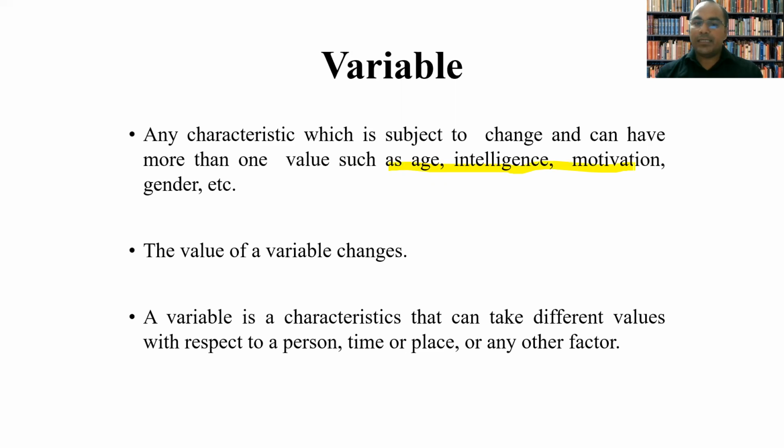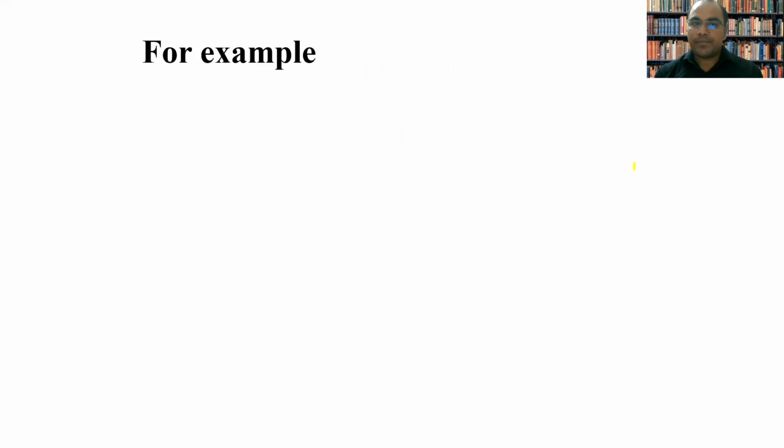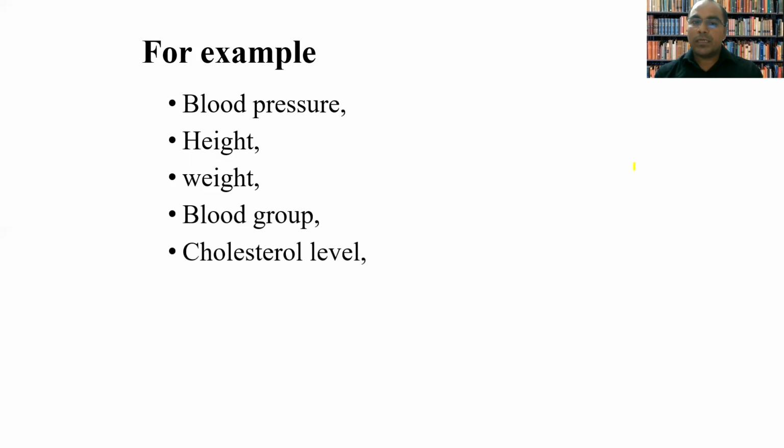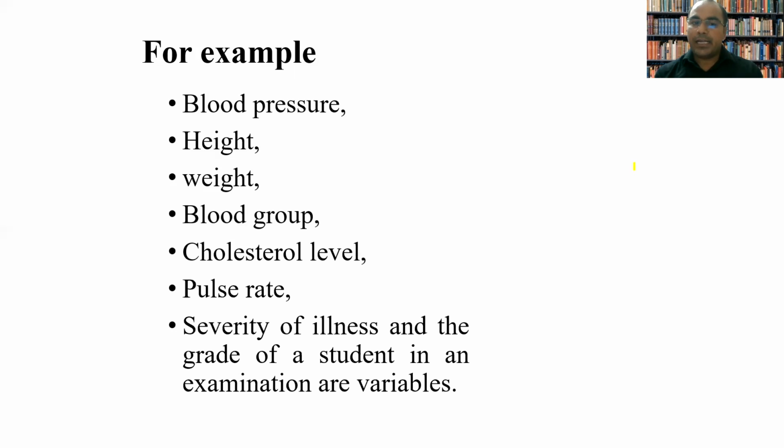A variable is a characteristic that can take different values with respect to a person, time, or place, or any other factor. For example, blood pressure, height, weight, blood group, cholesterol level, pulse rate, severity of illness, and the grade of students in an examination are variables.